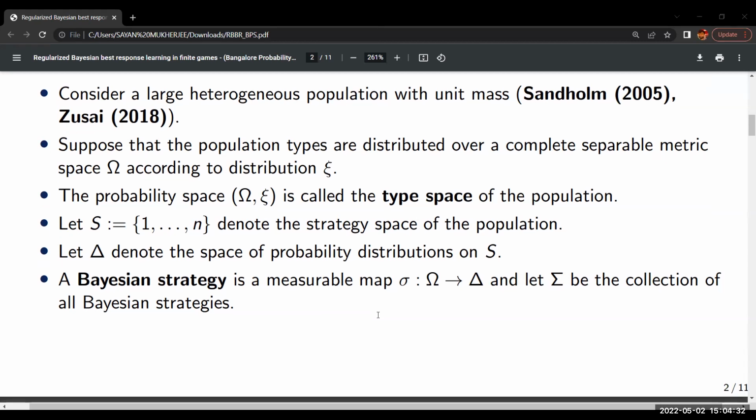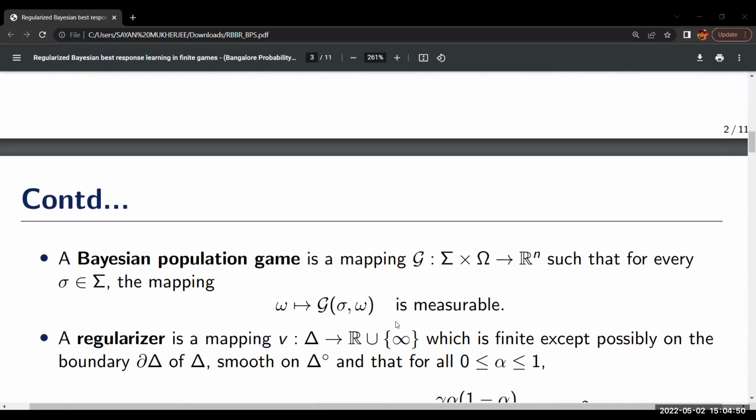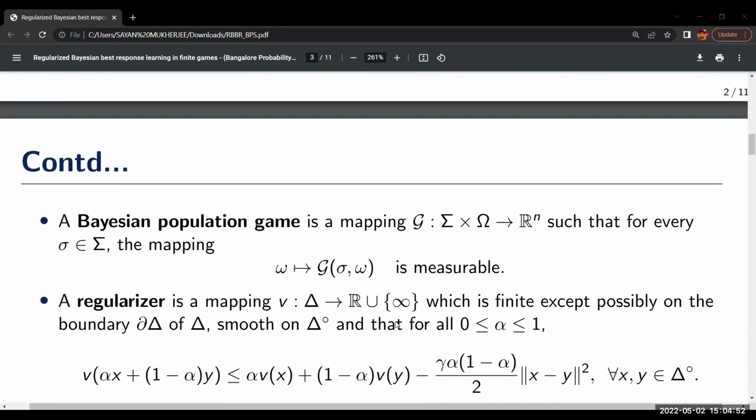Now a Bayesian strategy is a measurable map from the type space onto delta. This means that for every type, you have a belief over the strategy space, which is given by a distribution on the strategies. Having defined a Bayesian strategy, we will now define what is called a Bayesian population game. A Bayesian population game is a function from sigma times omega into R^n, such that for every sigma, the mapping omega going to G(omega, sigma) is measurable.